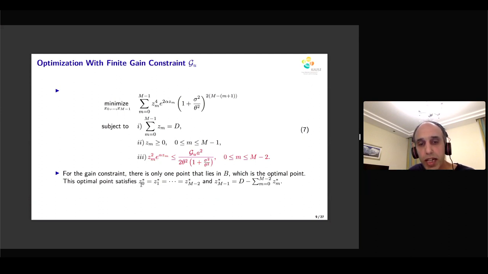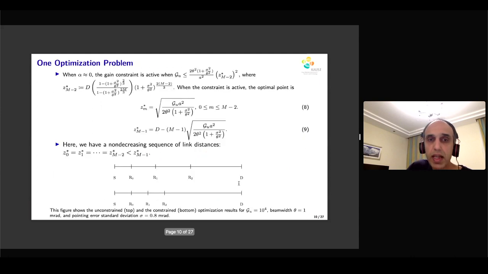So this is one condition that satisfies this boundary constraint problem, right? And so I know that all these link distances, all the way from 0 to M minus 2, will be equal to each other. And the final one, of course, is the difference of the sum from the total link distance. So when I solve my problem, this is my solution, right? This is constrained by my gain when, of course, the gain constraint is active, and this is the last link distance.